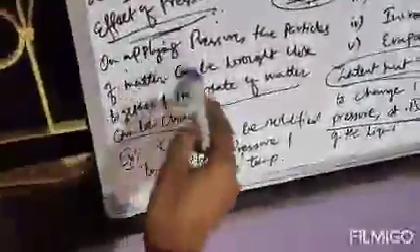One example is given for the effect of pressure. For example, carbon dioxide gas can be solidified by applying pressure and lowering temperature. CO2 is itself a gas, but it can be converted into solid. So if we lower the temperature and increase the pressure, CO2 gas can be converted into solid. Clear? So these are some important topics from Matter in Our Surroundings.